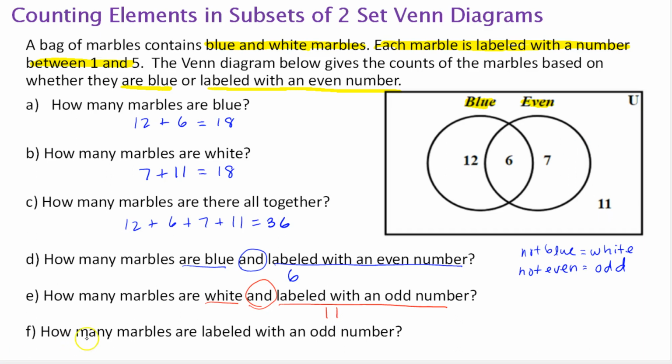And finally, we're asked how many marbles are labeled with an odd number. So remember, odd is the same as not even. So let's look at our diagram. These are the two disjoint pieces that have even marbles. So everything outside this must be an odd marble. So here it's blue and odd. There are 12. Here it's white, because it's outside the blue. It's white and odd, so there are 11 of those. And 12 plus 11 is 23. So there are 23 marbles that are labeled with an odd number.